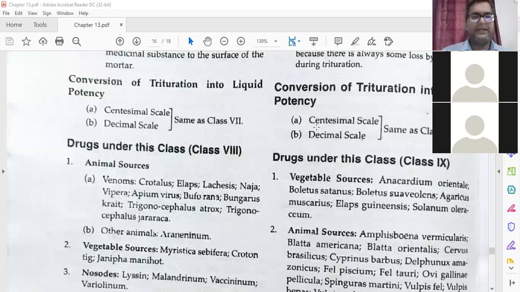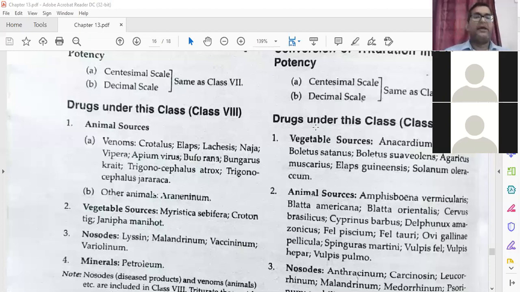Then drugs under this class 8: which drugs come under class 8? I told you, venoms. Like all the venoms, animal source venoms. What are those venoms? Crotalus is there, Elaps is there, Lachesis is there, Naja is there, Vipera is there, Apium is there, Bufo rana is there. Then we have carrots are there. Then we have other poisonous animals.